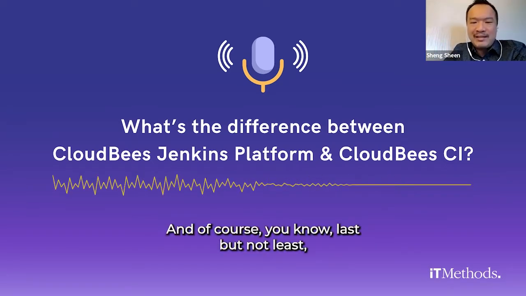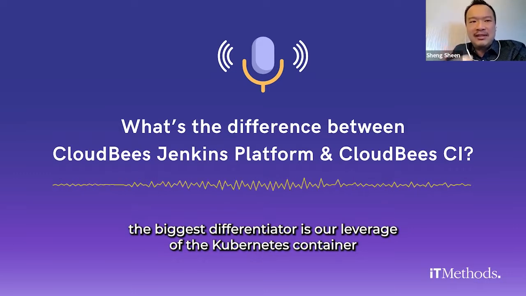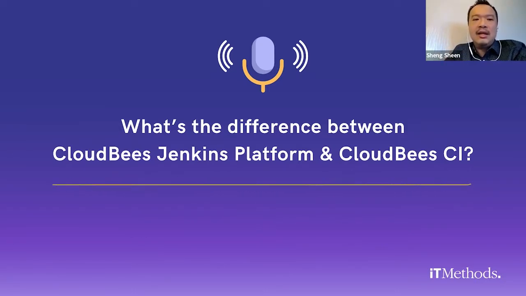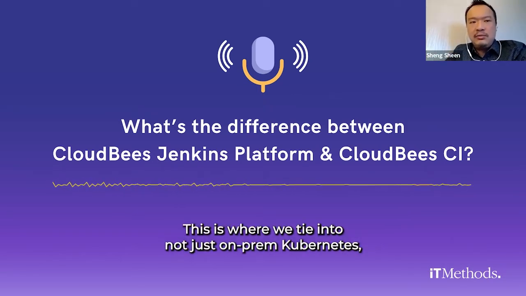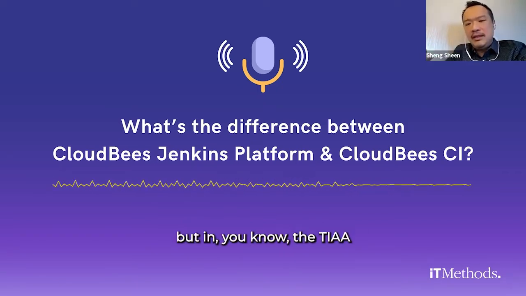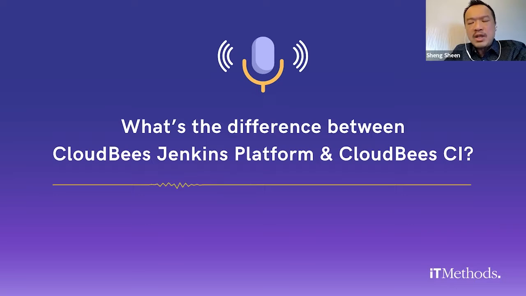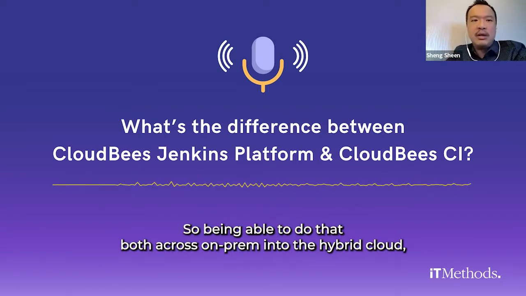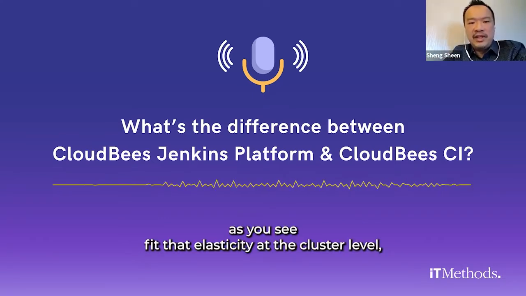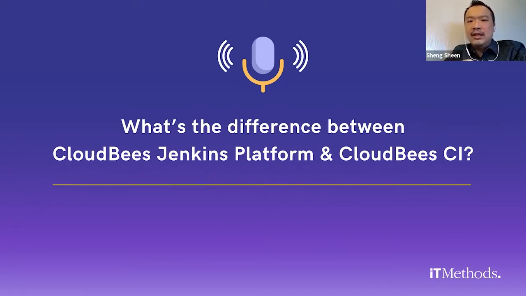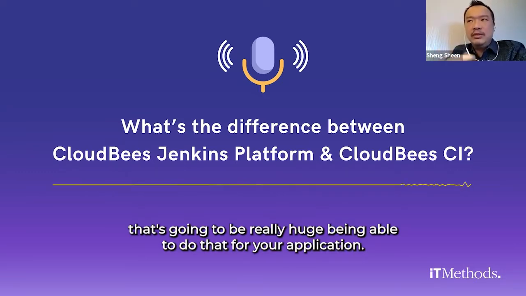And of course, last but not least, the biggest differentiator is our leverage of the Kubernetes container and the modern apps type of scale. And this is where we tie into not just on-prem Kubernetes, but in the TIA case study here, also into the Amazon EKS infrastructure as well, right? So being able to do that across on-prem, into the hybrid cloud, into Amazon, auto scale up and down as needed, as demand sees fit. That elasticity at the cluster level is going to be really huge, right? Being able to do that for your application.